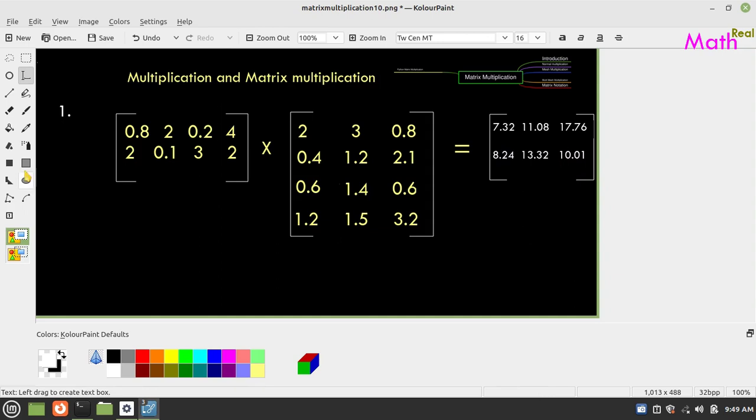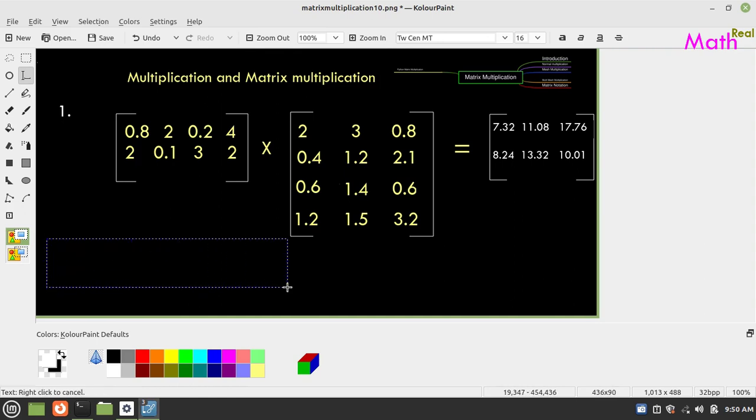We can try actually. So 0.8 into 2, that comes to 1.6. 2 into 0.4, that comes to 0.8. 1.6, 0.8, that comes to 2.4. Then 0.2 and 0.6, that comes to 0.12.